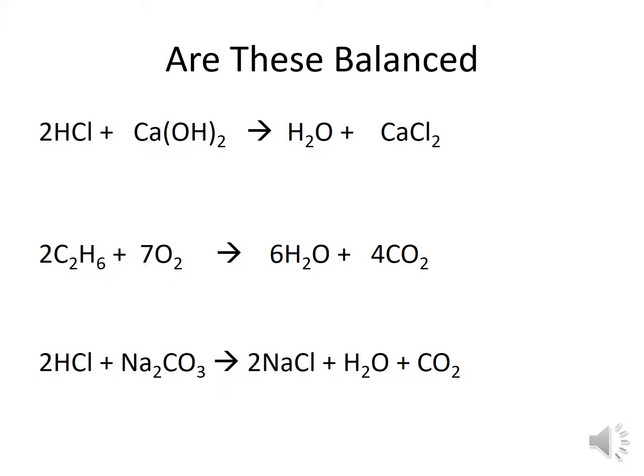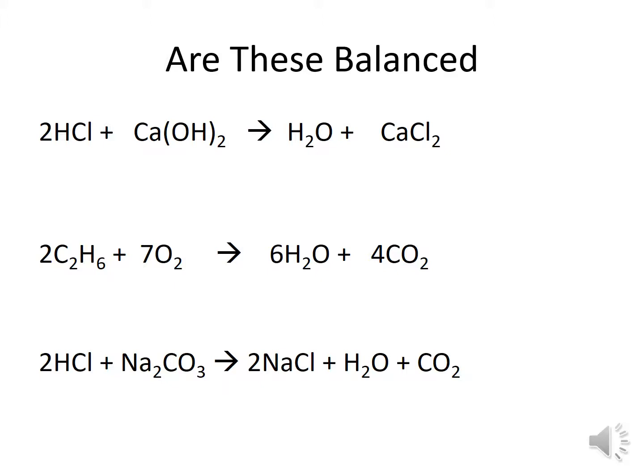The Cl's are balanced. 2 Cl's, 2 Cl's. The Ca's are balanced. 1 Ca, 1 Ca. But there are 2 oxygens in Ca(OH)2 and only 1 oxygen in the H2O. So the H's and the O's are not balanced in the first reaction. In the second reaction, we have 4 carbons on the left and 4 carbons on the right. We have 12 hydrogens on the left and 12 hydrogens on the right. And we have 14 oxygens on the left. And we have 6 plus 8, which is 14 oxygens on the right. So it appears to me the combustion reaction in the middle is balanced.